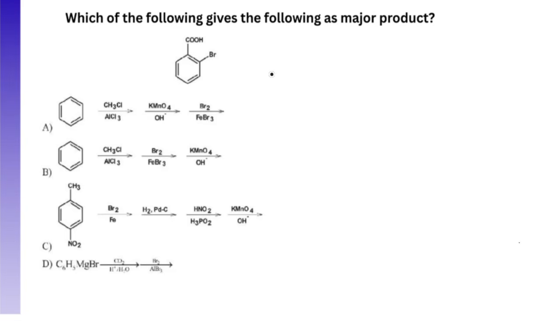In this video, I'm going to teach you how to solve one more complex question wherein you have to prepare the orthobromobenzoic acid using one of the given methods. The first reaction given here is of benzene. It is undergoing electrophilic substitution reaction, nothing but here Friedel-Crafts alkylation. So you are going to get toluene as a product.